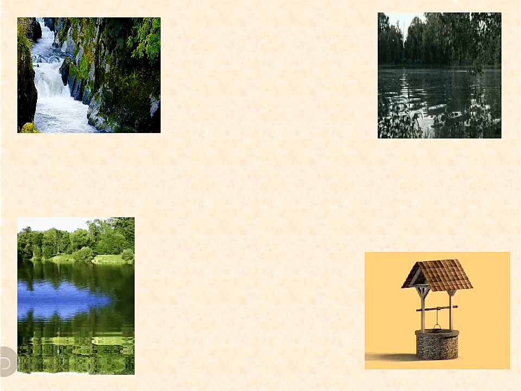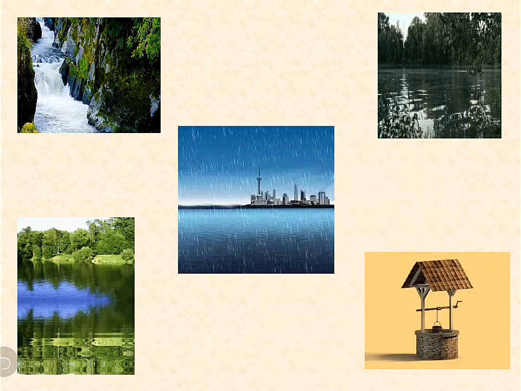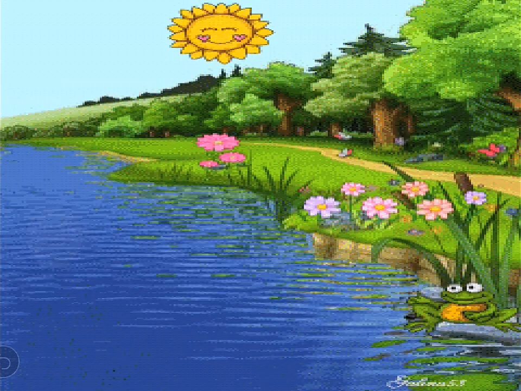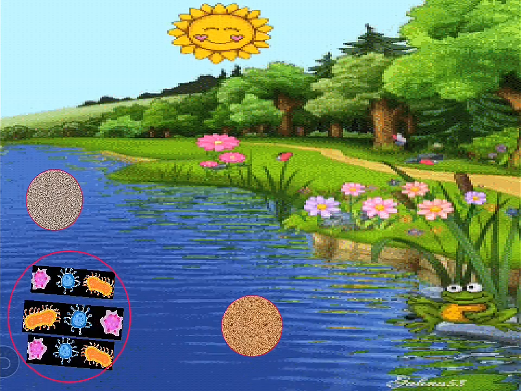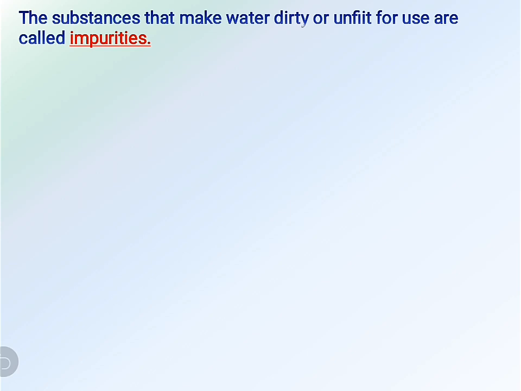ponds, lakes and wells, and rainwater is the main source of water on the earth. And children, do you know that substances such as sand, mud and germs make this water unfit for use? So, the substances that make water dirty or unfit for use are called impurities.